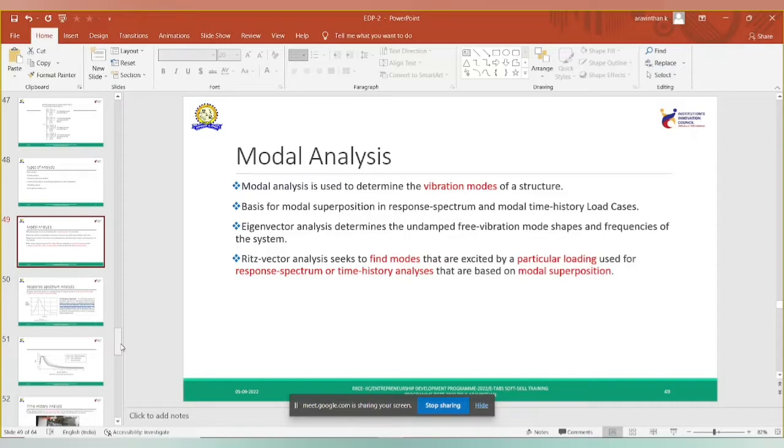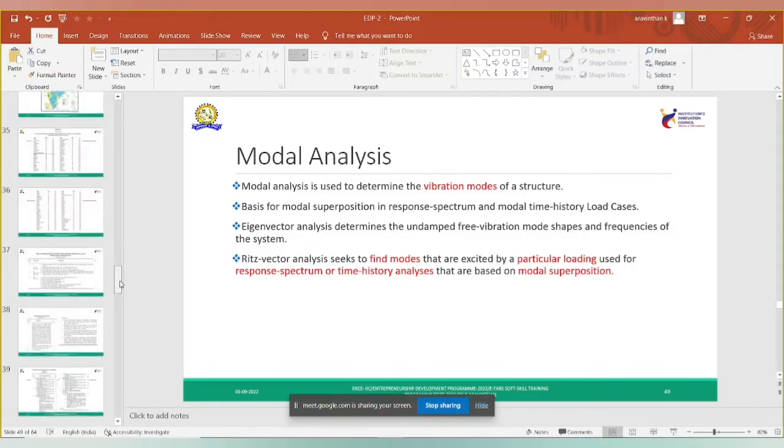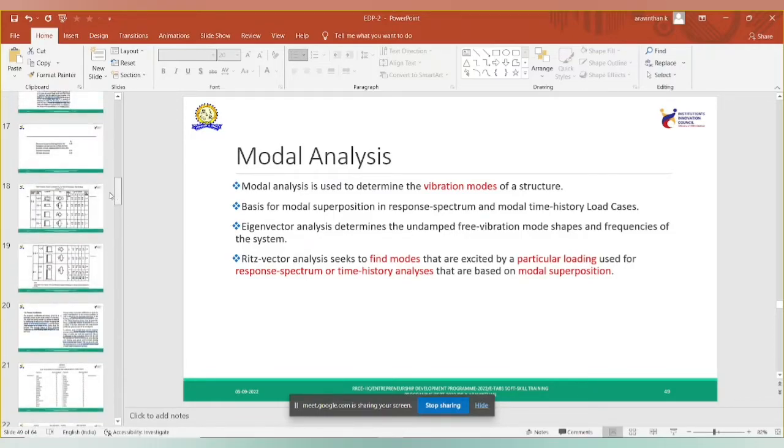So these three parameters are important for dynamic analysis: mass factor, stiffness factor and damping factor. These three will be taken in modal analysis. Modal analysis is used to determine vibration modes. How many modes of vibration are there? If you have a single story, every object will have three dimensions of vibration. Let me show this example.